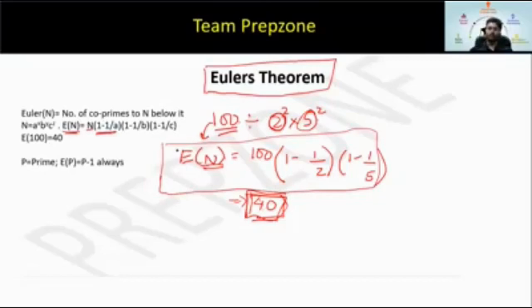Fine. Now, what will be the Euler of a prime number? Suppose I'm having a prime number 7, how many co-prime numbers will there be? Every number will be a co-prime number, right? Because this is a prime number.